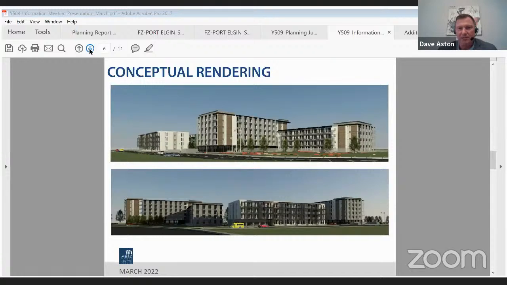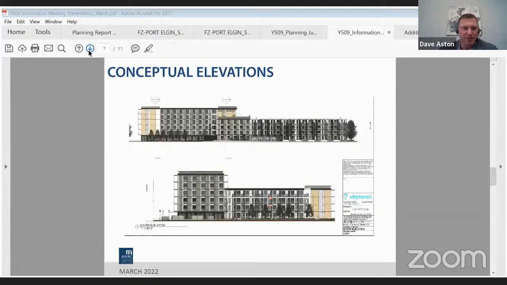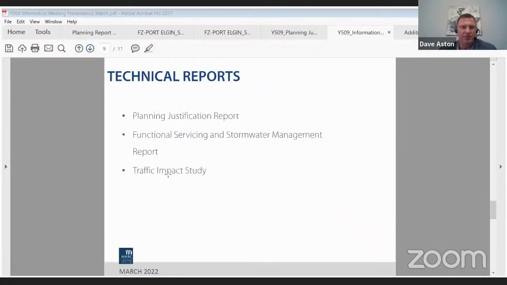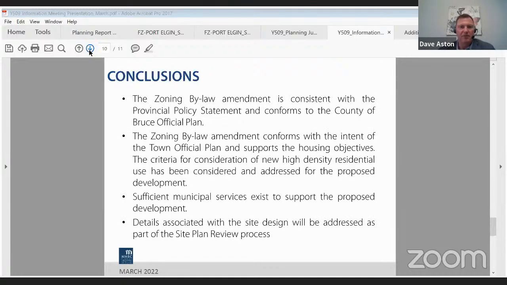And then here, just again, conceptual renderings of what's proposed for the building design and the elevations. And as mentioned previously, we've prepared a planning justification report, the functional servicing and stormwater management report. It's concluded that there's sufficient infrastructure from a sanitary and wastewater and water perspective, and that the stormwater management for this block has generally been considered with the broader subdivision. The traffic impact study has looked at this block in addition to any background traffic, which would include other development within the area, and concluded that there's no improvements required to support the proposed development. And again, that was part of our submission.